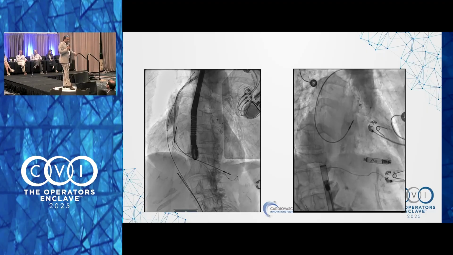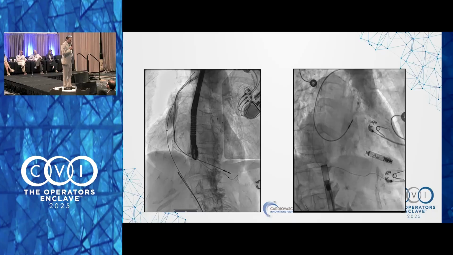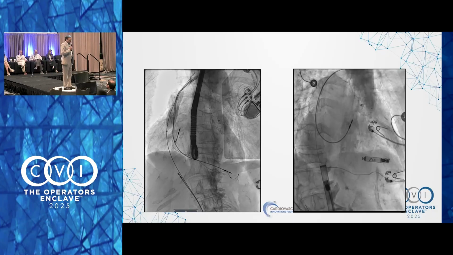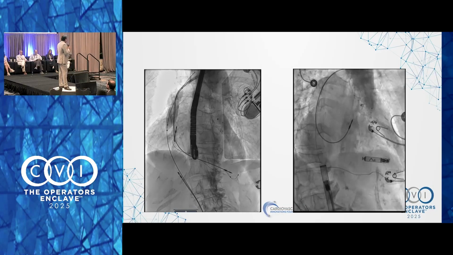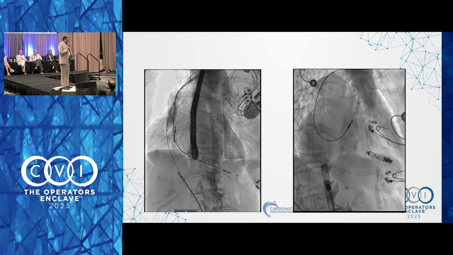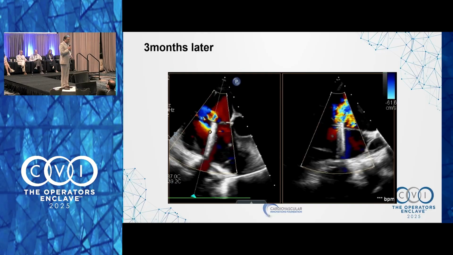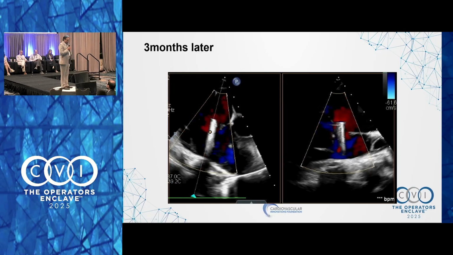So I had them do this, and then they placed an Avier pacemaker as well, a leadless pacemaker in the ventricle. And then my practice is to wait 2 to 3 months and see if she got better. She didn't really get better. And then I did another TE, and this is what I have.